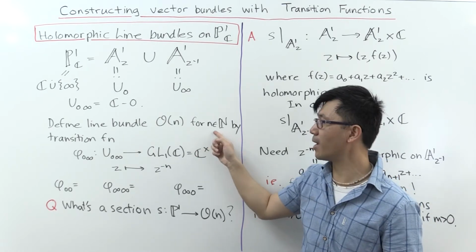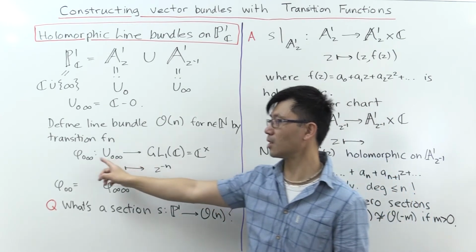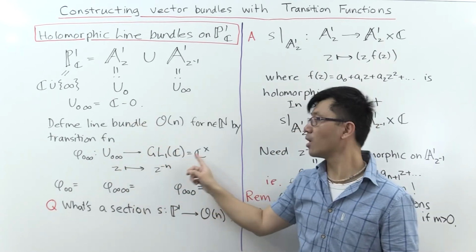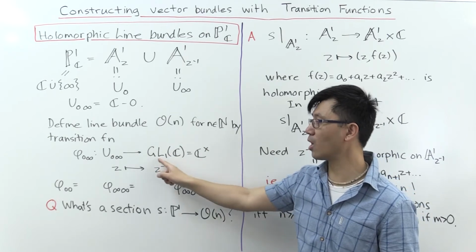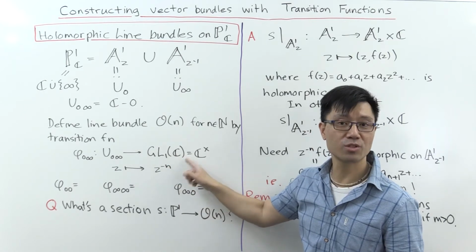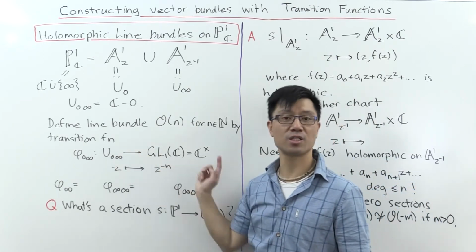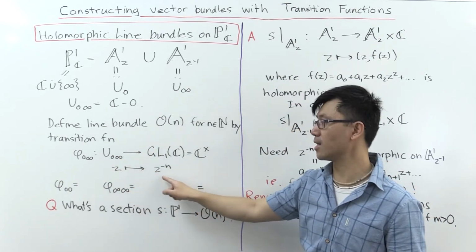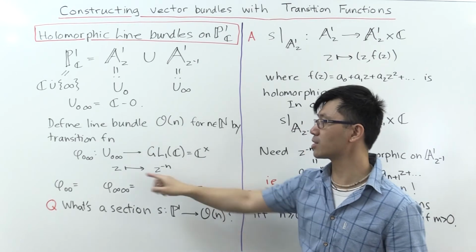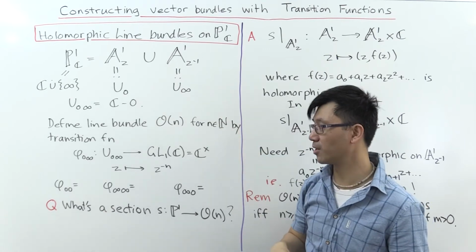So for every natural number n, I'm going to define a line bundle O(n) using the following transition function. This phi 0 infinity goes from this intersection U0 infinity to, we want something that's rank 1, so it'll be GL1(C), so we're working in the complex setting. And what are the invertible 1 by 1 matrices? Of course, they're just the non-zero complex numbers, so C cross. And this function is easy enough. It's just Z maps to Z to the minus n. So note that this is always a non-zero complex number, because your input Z is inside here, C minus 0. So you're looking at non-zero complex numbers only.